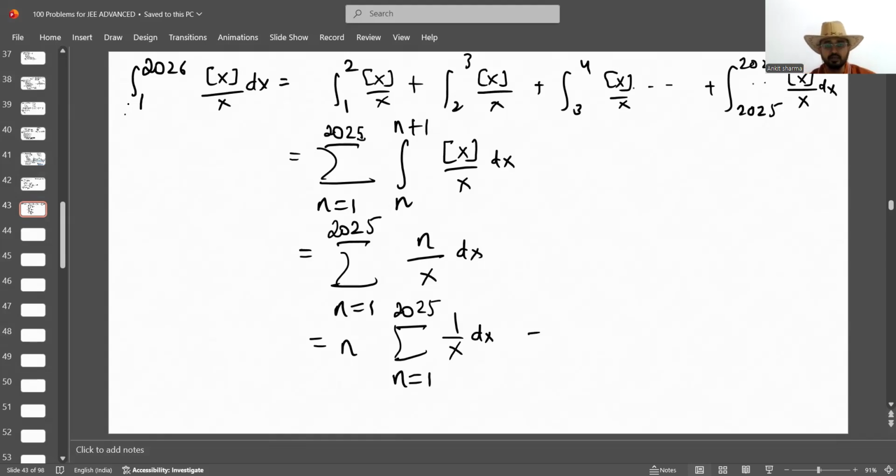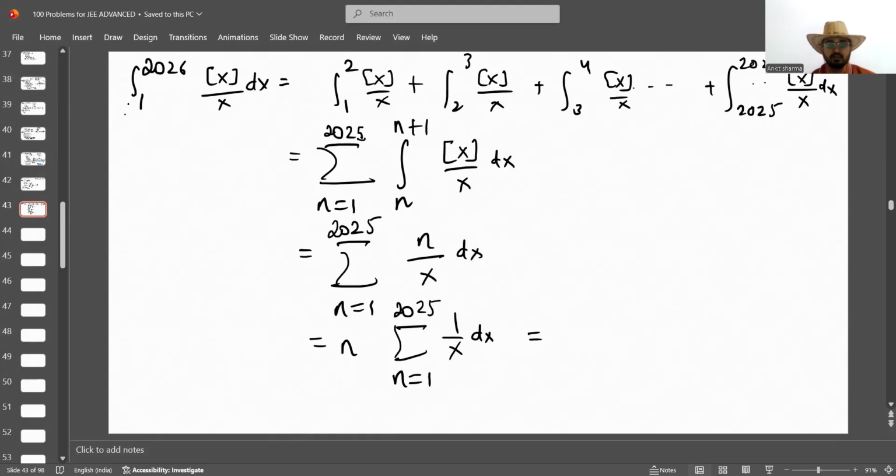Wait a minute. n is equal to 1 to 2025, n to n plus 1. This is the same thing, right? 1 to 2, and then 2 to 3, 3 to 4. Okay, so n is equal to 1 to 2025, n to n plus 1, floor of x is n.